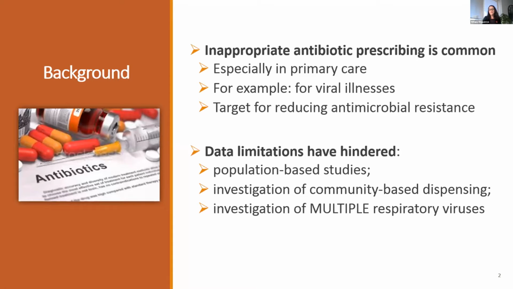So as we can imagine, hospitalized versus community-based populations are very different. They have very different characteristics, and antibiotic prescribing is done for different reasons. And this also means a lot of the research has focused just on prescribing and not necessarily dispensing, whether people have received those antibiotics. Further, there's been an inability to look at multiple respiratory viruses. So we know that there are a whole host of viruses that circulate throughout the year, and including just respiratory viruses that circulate during cold and flu season.